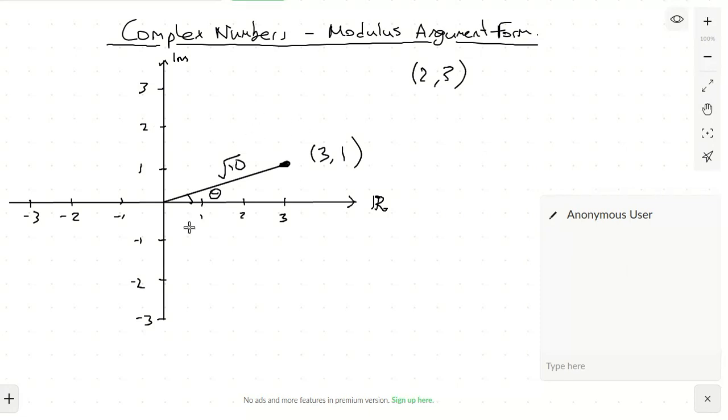Modulus argument form is exactly this. It's just polar form. It's just a way of describing how you get from the origin to a point on the complex plane, but using an angle and a length rather than how far you go along the real axis and how far you go along the imaginary axis.